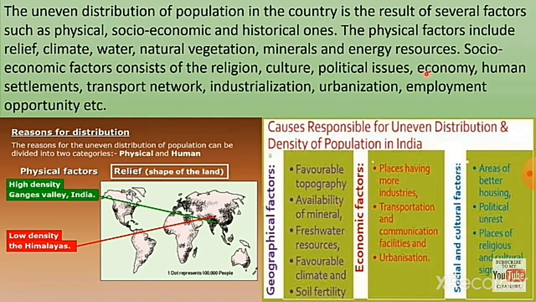Next, socio-economic factors, that is religion, culture, political issues, economy, human settlements, transport network, industrialization, urbanization, employment opportunity, etc. Not only the natural resources, but also things like industrialization. So many people need employment opportunities. Based on that factor also the people will be settled in that area. So these are the main reasons for the uneven distribution of population in the country.